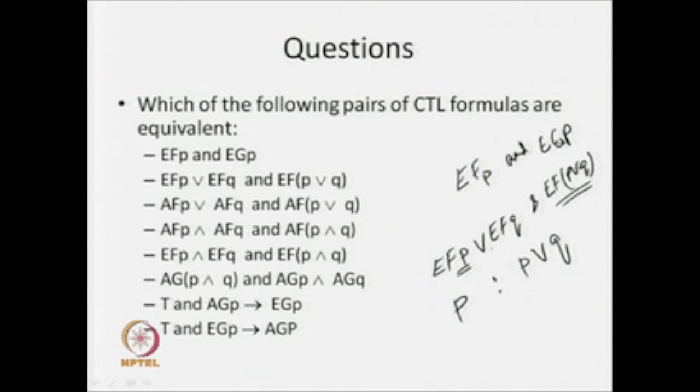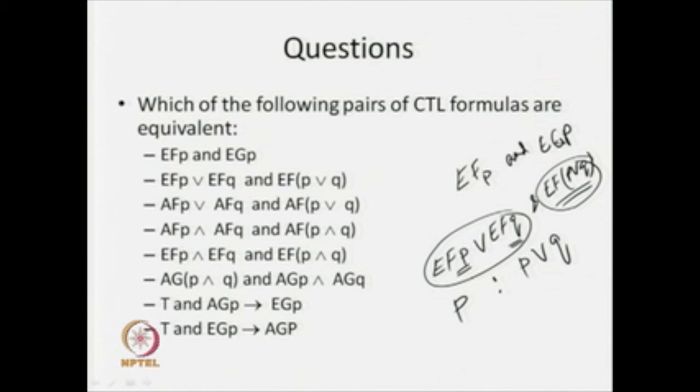Similarly, if there exists a path in the future where Q is true, then I am going to get a path where P or Q is true, because if Q is true, then P or Q is also true. But if there does not exist any path where P is true or Q is true, then P or Q is also false. You just see that if this particular part is true in any state, then this part is also true. If this is false, then this one is also false. So, in that particular case, I can say that these two formulas are equivalent.